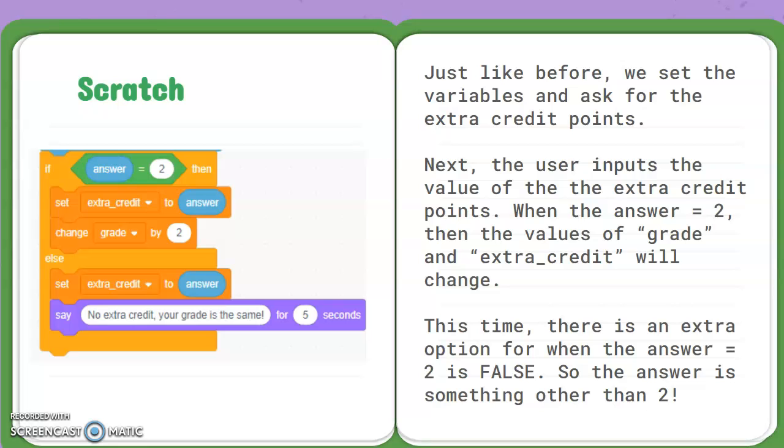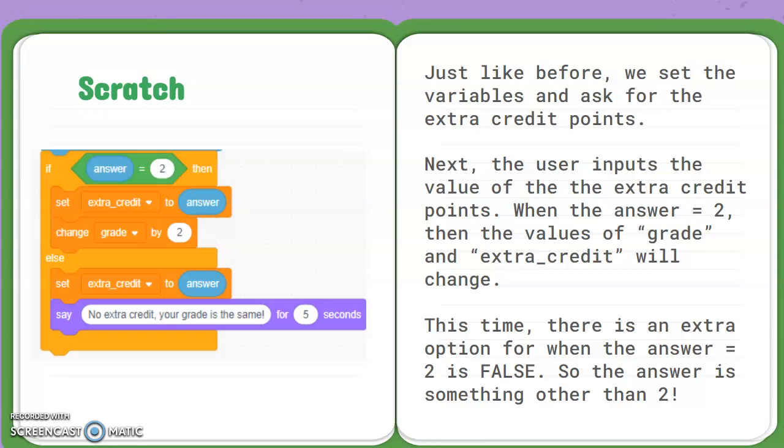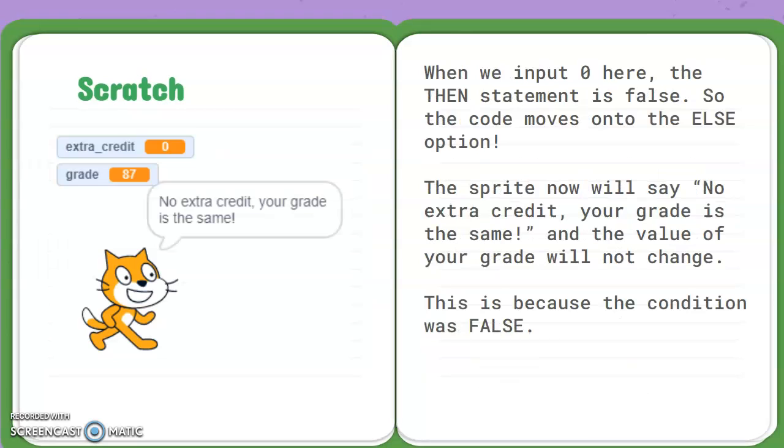Next, the user inputs the value just like before, and if it equals 2, then it will set the extra credit and change your grade. But this time we have this extra else. So first it checks to see if this statement is true, and then it will proceed. But if it is false, we're going to move down to this else. So there is another option for something when the answer is something other than 2.